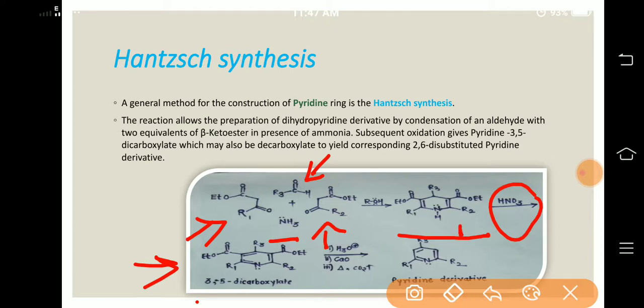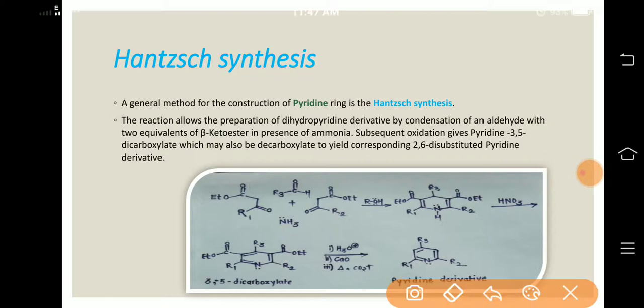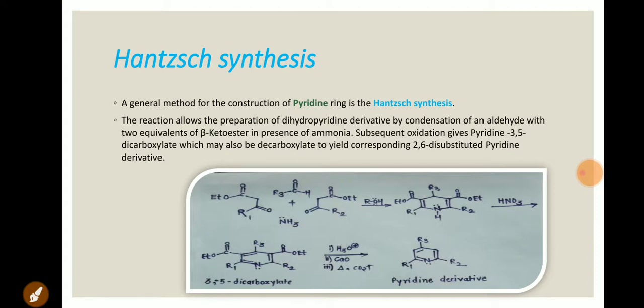that is aromatization of this dihydropyridine derivative will take place here, which may undergo decarboxylation to yield substituted pyridine derivative. This is all about Hantzsch synthesis. This is reaction of Hantzsch synthesis. Now, let us understand this reaction by its mechanism.